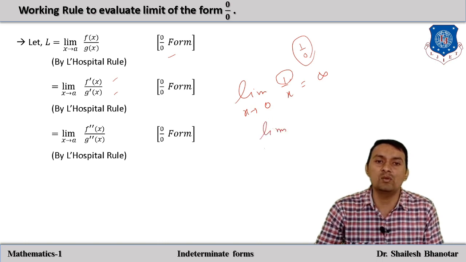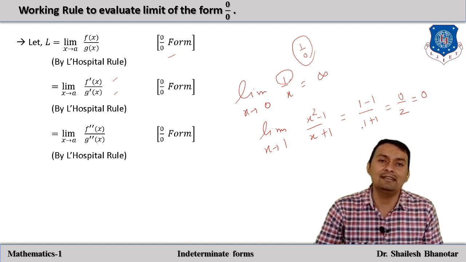If I take another question, limit x tends to 1 of x square minus 1 divided by x plus 1, in that case you can put x equal to 1. What do you get? 1 square minus 1 divided by 1 plus 1, that means 0 divided by 2, and that is exactly 0, as we know. That means if the denominator is non-zero, we get a finite answer.